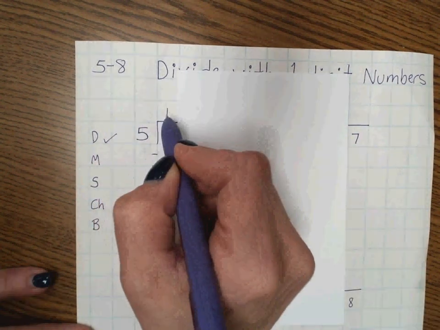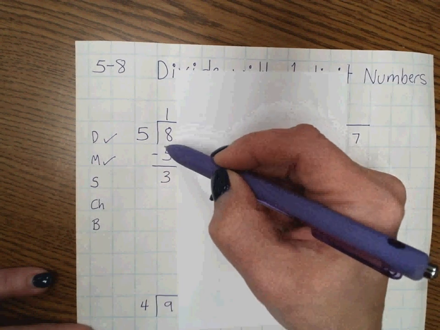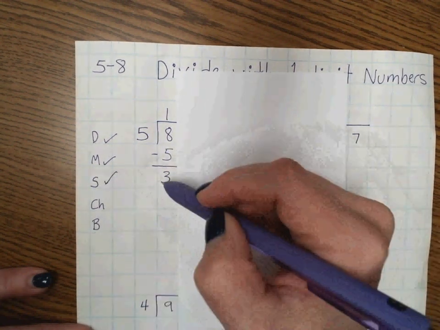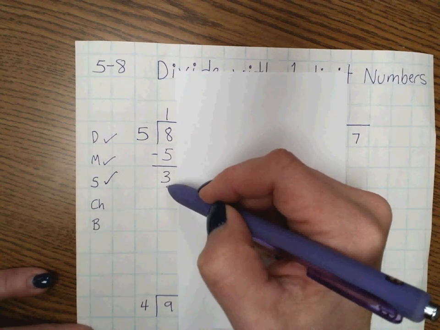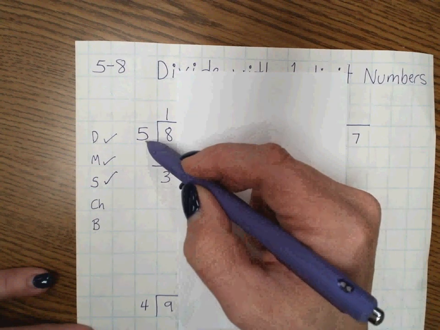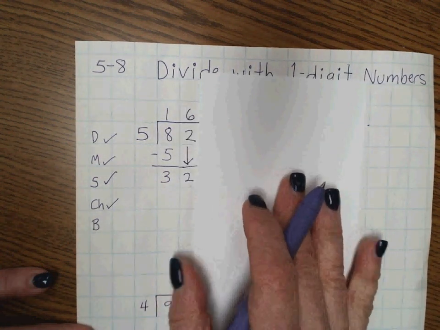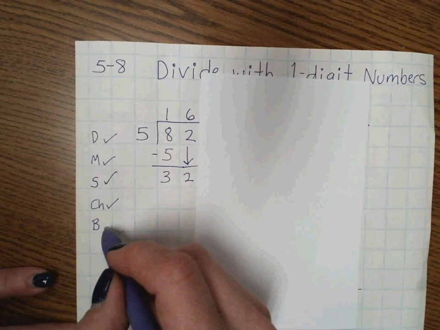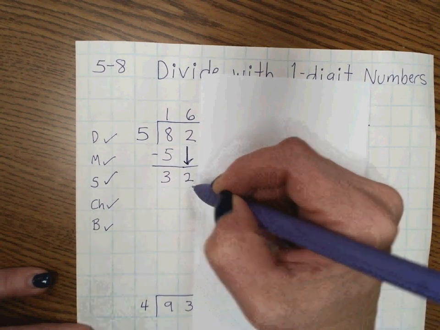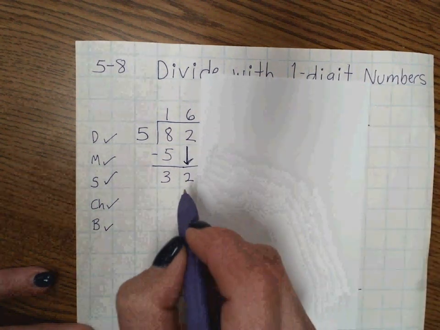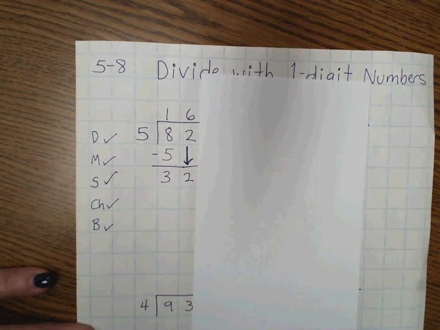Now I'm going to multiply. 1 times 5 is 5. Now I'm going to subtract. 8 minus 5 is 3. And then I'm checking to make sure that what is left over is less than my divisor. So 3 is less than 5, so I'm good. And then I would move on to my next digit, which is a 2. The B stands for bring down, so I'm going to draw an arrow and bring down the 2. So the next thing that I'm looking at is 32 divided by 5.